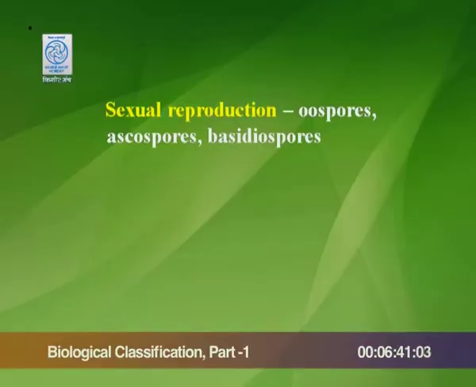Reproduction may be by vegetative means, which is by fragmentation, fission and budding. Asexual reproduction may be by spores, conidia, sporangiospores or zoospores. Sexual reproduction is by the oospores, ascospores and basidiospores.